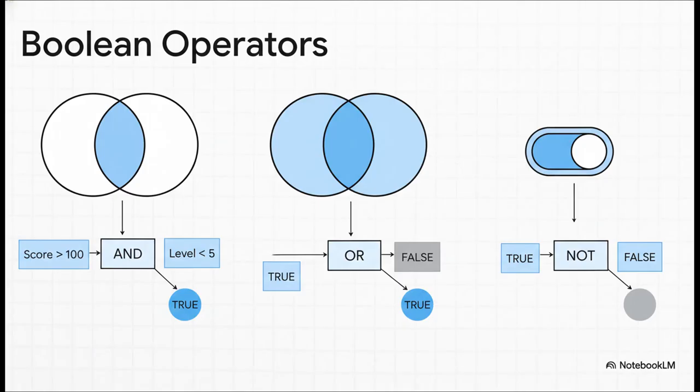And rounding out our operator toolkit, we have the Boolean operators. These are your logic power tools. They let you build really complex questions like, is the player's health below 20 and do they have a potion? This is how you create some really sophisticated logic.